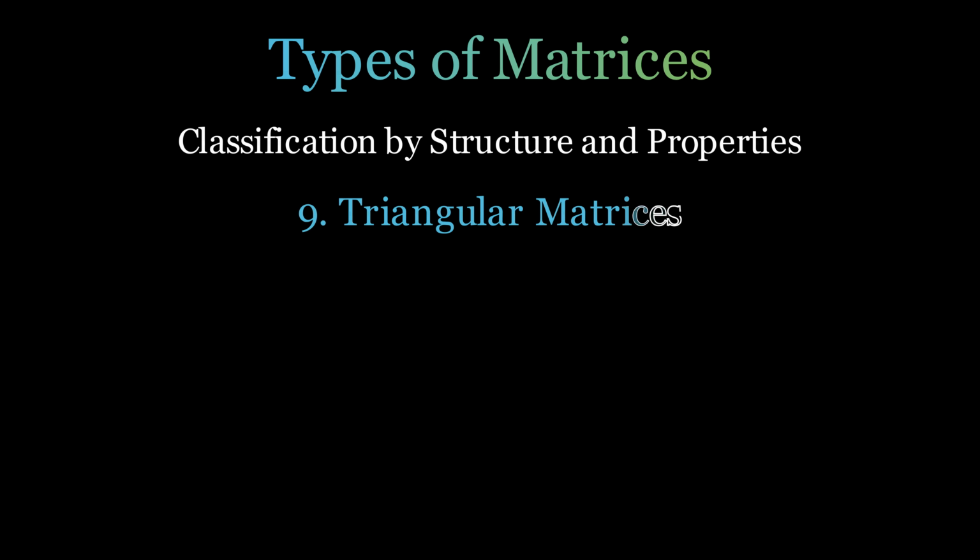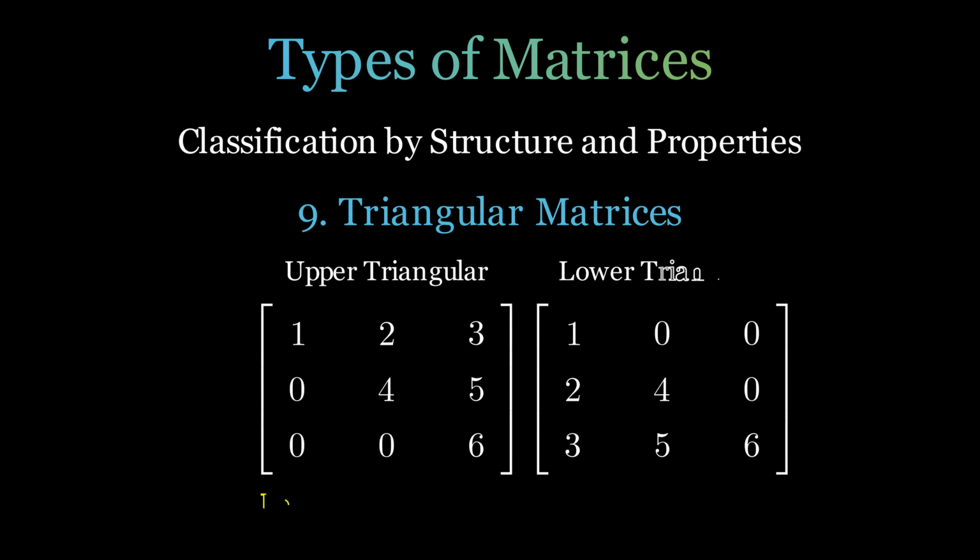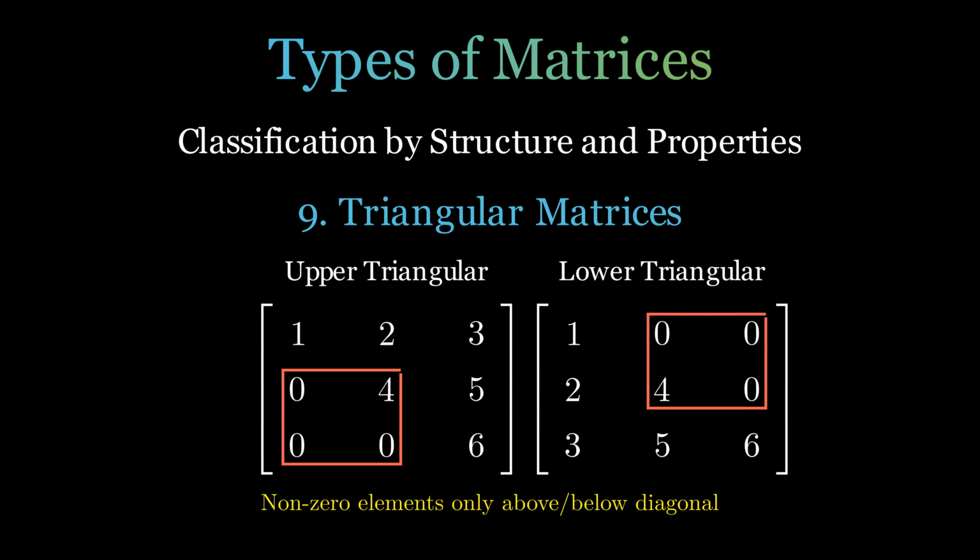Finally, triangular matrices have non-zero elements only above or below the diagonal. Upper triangular matrices have zeros below the diagonal, while lower triangular matrices have zeros above. These matrices are useful in solving systems of linear equations.